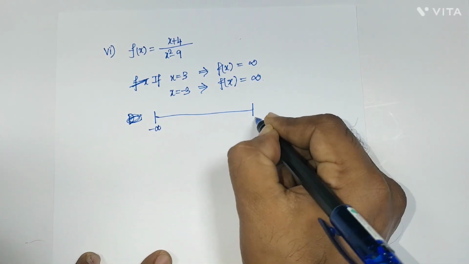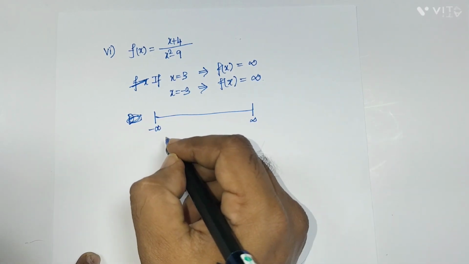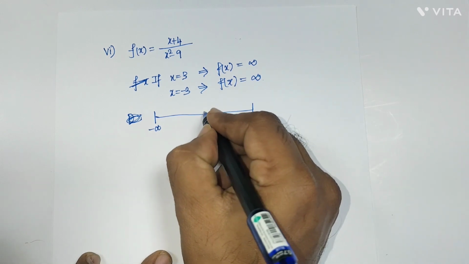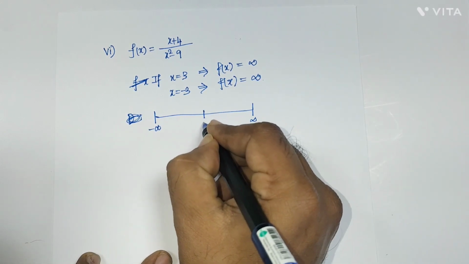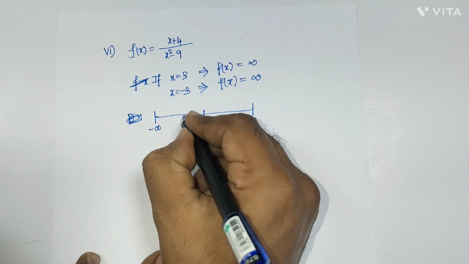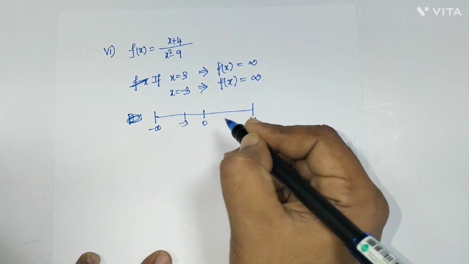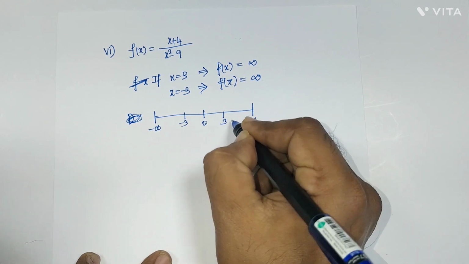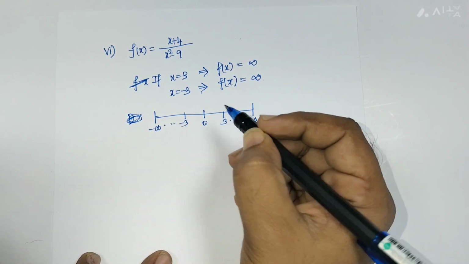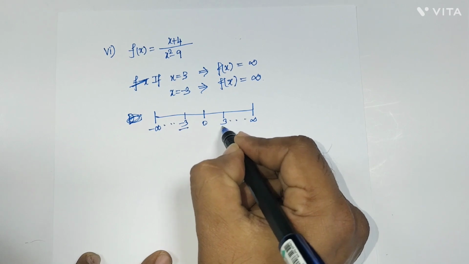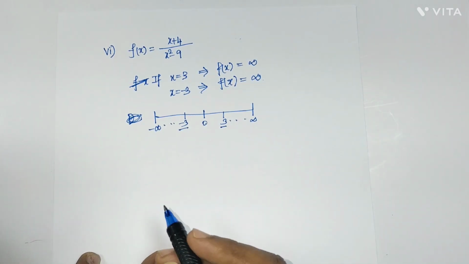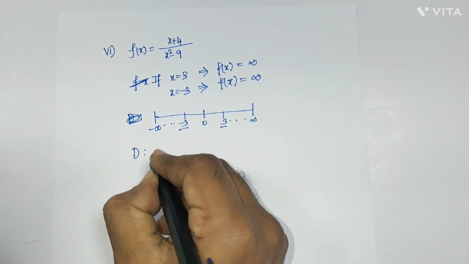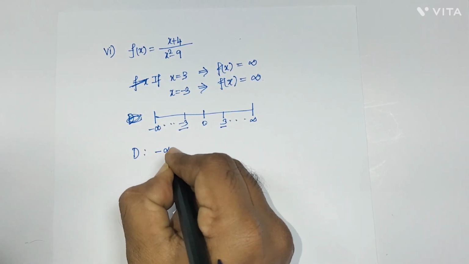You'll get the answer. So in real numbers, you take minus infinity to plus infinity. Minus infinity to plus infinity. For example, here you will get minus 3 and 0, here you will get 3. So we have to eliminate only minus 3 and plus 3, right? So that domain I'm going to write.